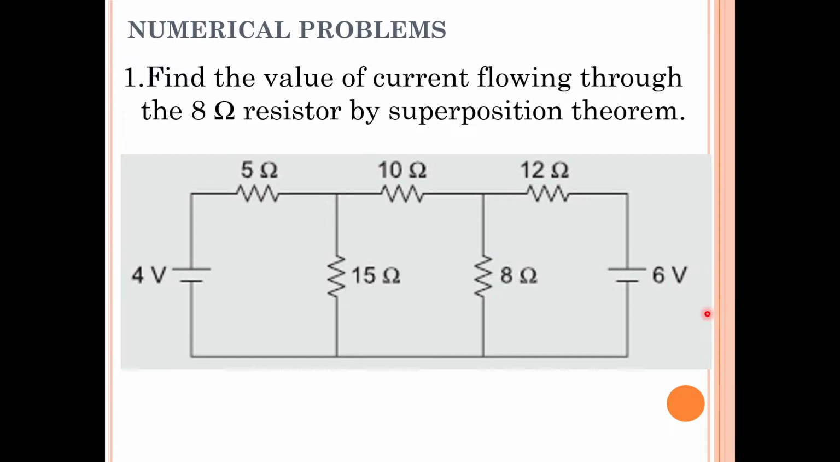Did you complete? If you see in this circuit, there is a voltage source of 4 volts and another voltage source of 6 volts. And there are five resistors, which are connected in series parallel combination. So let us solve this numerical problem.